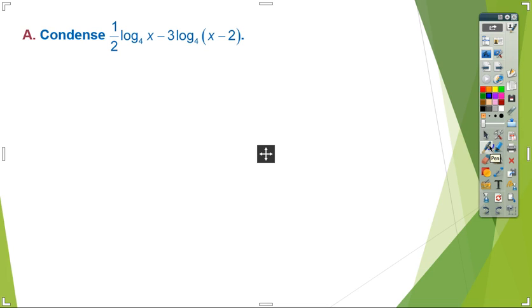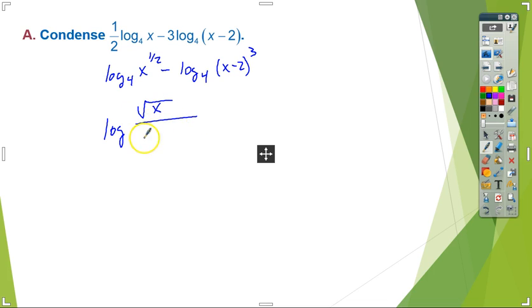All right, so when I condense, hey, power rule backwards. Log base 4 of x to the 1/2. Hey, power rule backwards. Minus log base 4 of x minus 2 cubed. Hey, they're the same base and I'm subtracting. I think I see a division coming up. Log. Now I can leave this as x to the 1/2, or I can change it to the square root of x over x minus 2 cubed.